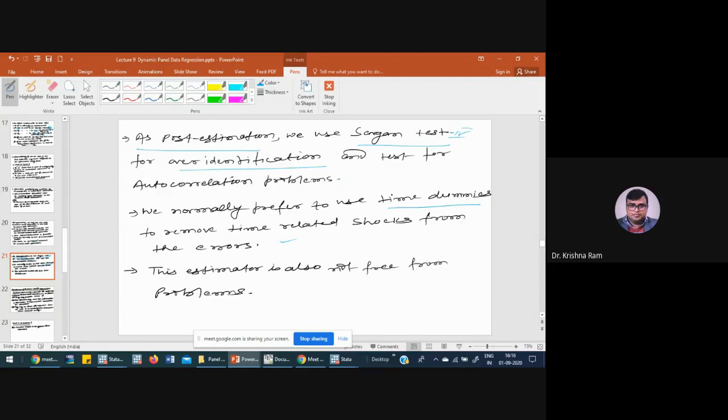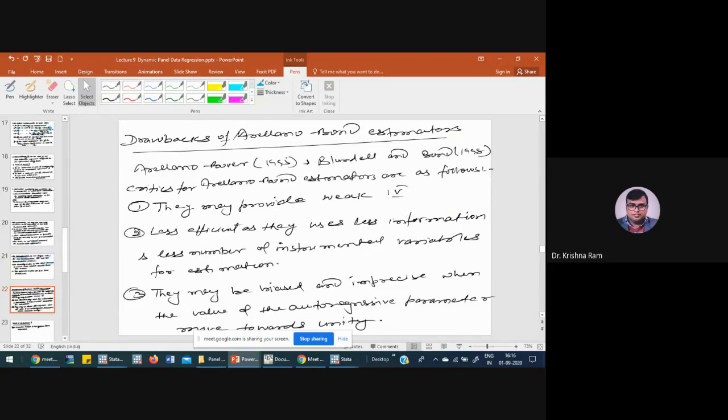But again, this estimator is also not free from problems. When the instrument is weak, we get inefficient results. It again uses less information. So using more information, we will get better results. And last, which one is important? We get imprecise and biased results when the value of the autoregressive parameter moves towards unity. So the larger the rho value, the greater the chances that we get an imprecise estimate of the parameter in the case of the Arellano-Bond estimator.